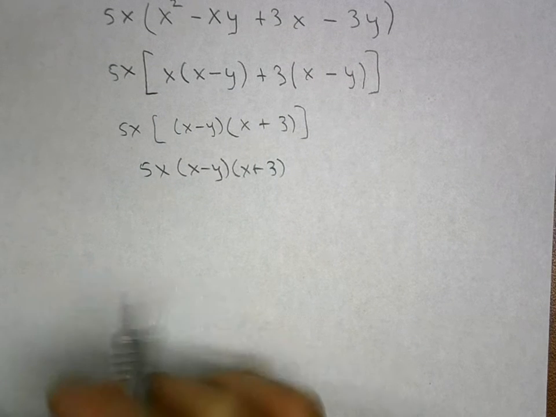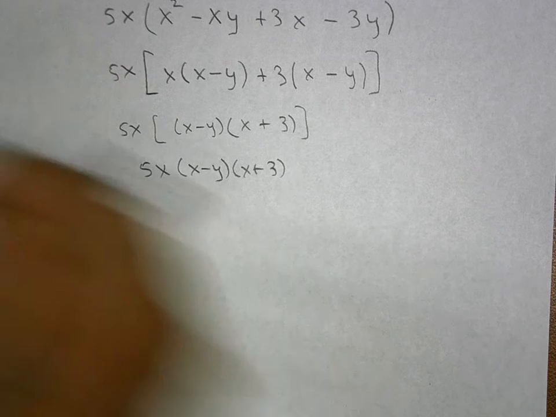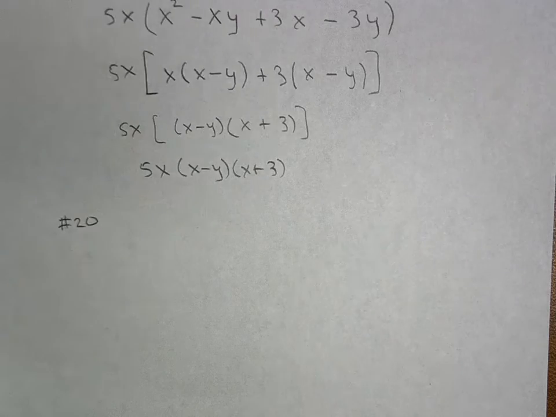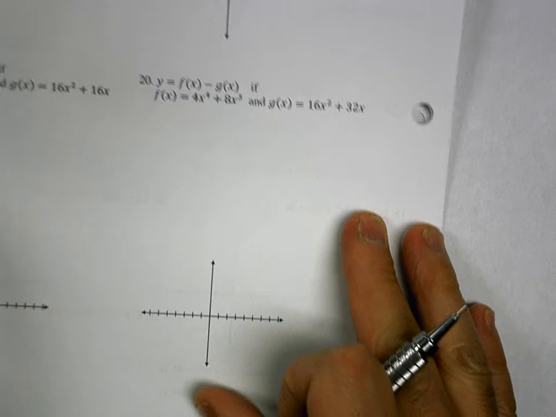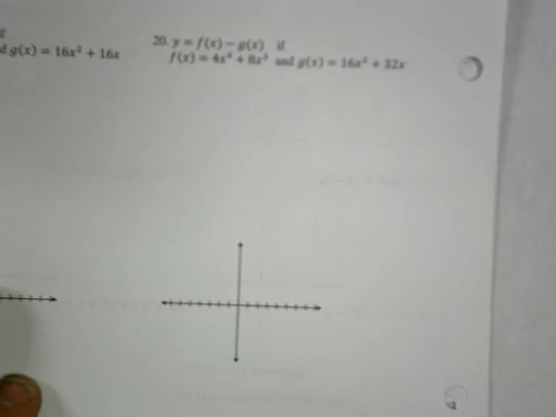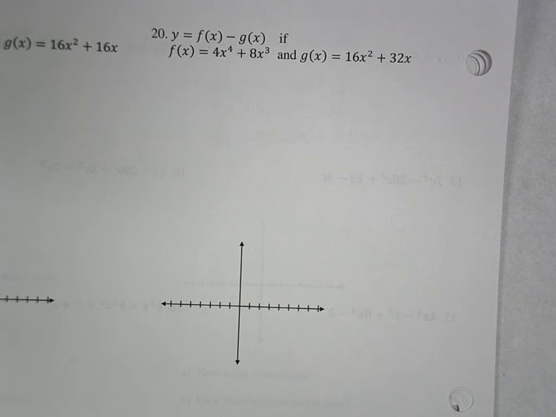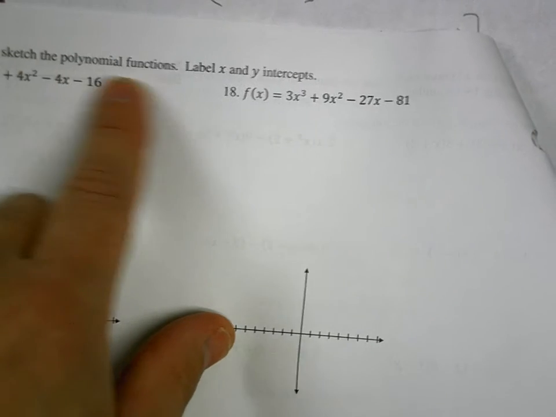Okay, last one. This is actually number 20. Actually, if you do this on your packet, get your homework out to save us transferring it over. It's actually the last problem there. Might have to write a little small, but this is number 20 on the homework. So we'll do this one. All right, so we want to eventually graph it and then label the x and y intercepts.